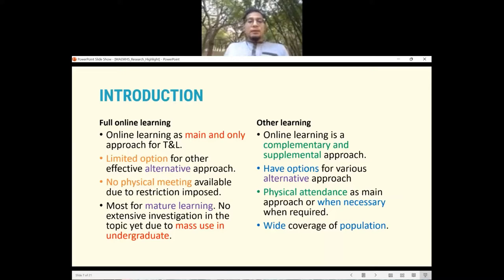But during the COVID-19 time, online learning has been used fully with undergraduate students who do not have experience yet, and it has been used on a mass scale. So that's why we need to find an instructional design suitable for them.